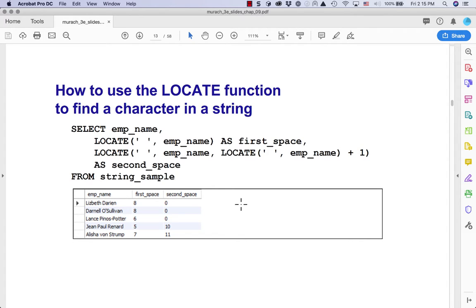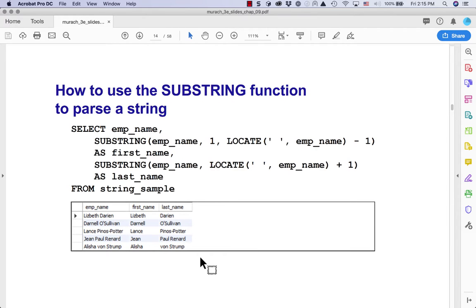Now this is going to help for our next strategy. So now we're using the substring function and the locate function. Let's just look at the results first. The first three always seem to work, but the last two, we've got Jean-Paul Renard, that didn't work. But we did find for Alicia von Strump. They caught the fact that her last name was von Strump.